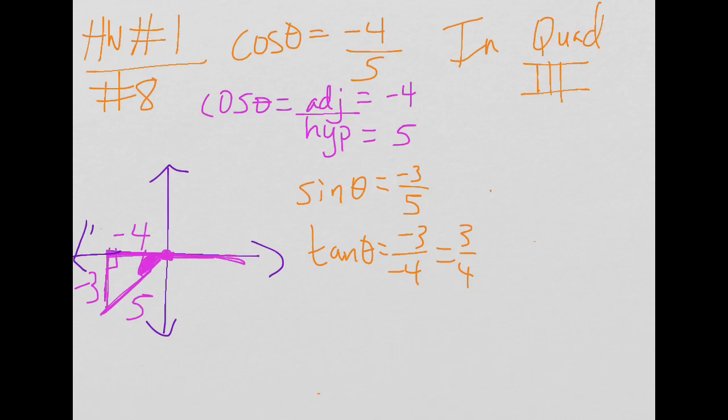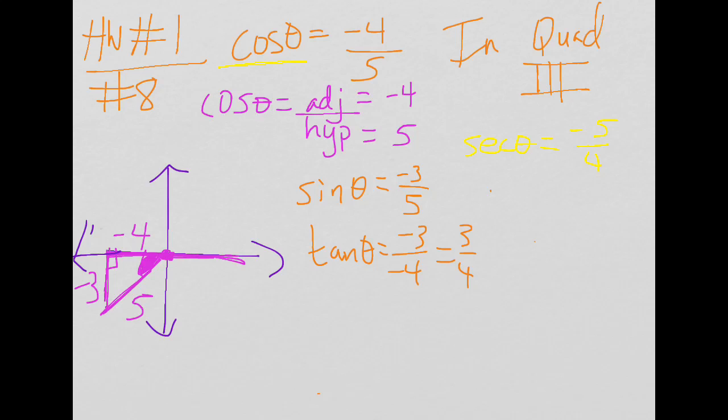So are we done though? No, we have to find the other 3 trig functions. Right? It already gives me cosine. What goes with cosine? Secant. So secant theta goes with cosine. So all that means is I need to flip the cosine. But it still stays negative, so it's going to be -5 over 4.